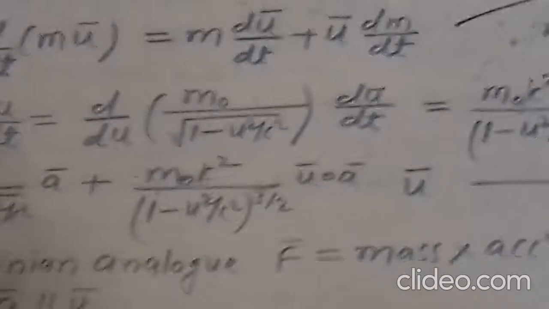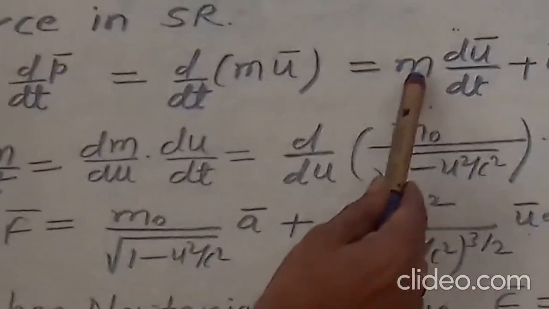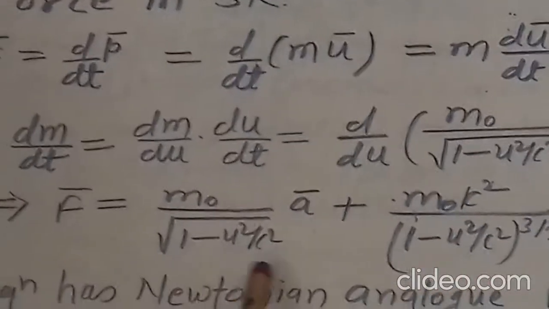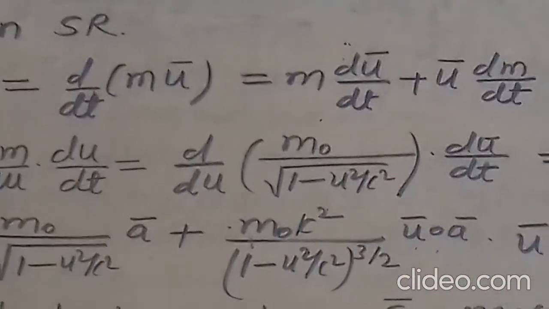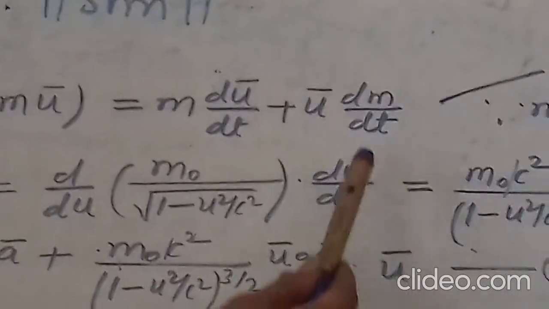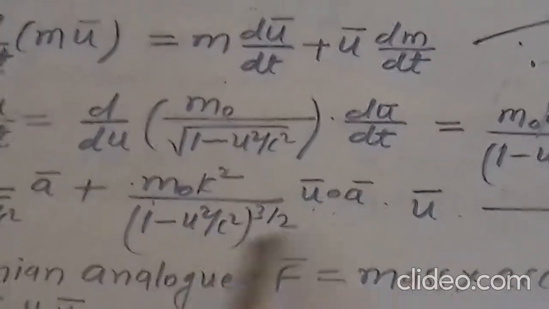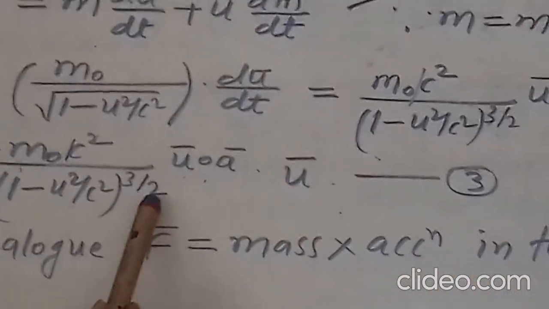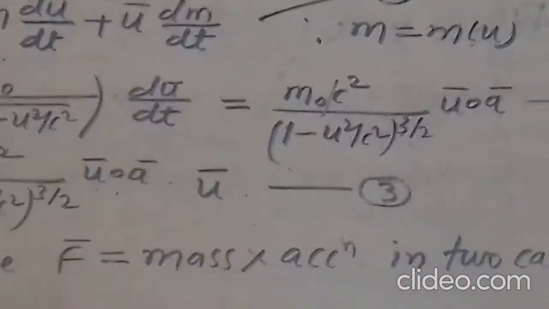So if we substitute this value of dm by dt in equation 1, then equation 1 gives F bar equal to, here m becomes m naught upon under root 1 minus u square by c square into du bar by dt, which is our a bar, and the second factor u bar into dm by dt. dm by dt is like this: m naught by c square divided by 1 minus u square by c square raised to power 3 by 2 into u bar dot a bar, into again this u bar.